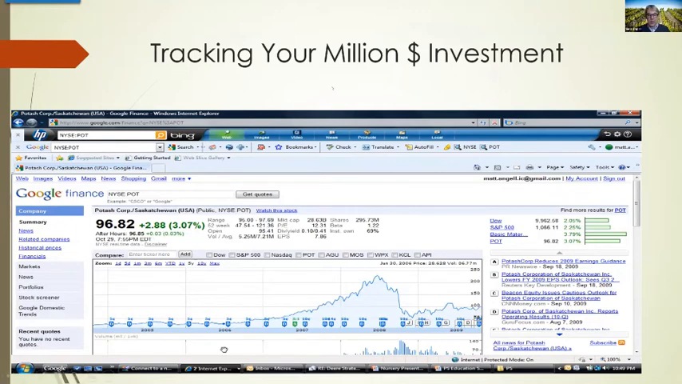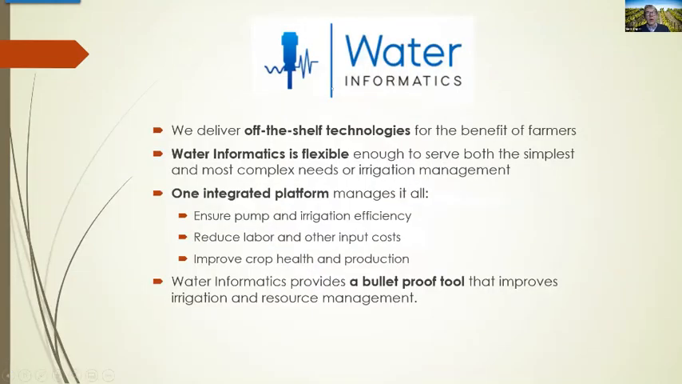So I'm going to click through and talk about our product, which is called Water Informatics. We learned a while ago that to meet the needs of farmers, you needed a very flexible and open solution that could meet many different needs. So we focus on finding the best tools already used in industrial automation and other industries, and figuring out how to adapt them to the agriculture environment.